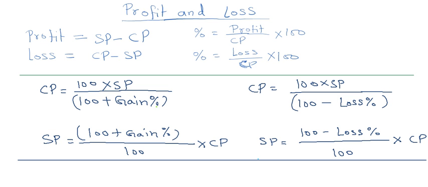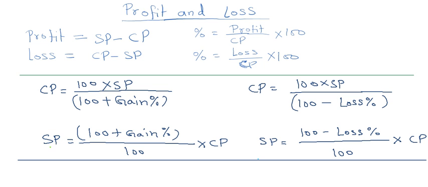Now here are some more useful formulas. When the gain percent is given, you can use this formula to calculate the cost price, that is 100 into selling price divided by 100 plus gain percentage. Similarly, when loss is given, you have to just replace gain percent by loss percent, and instead of adding, you have to subtract it. This will give you the cost price. We will see some examples which will make it clear.